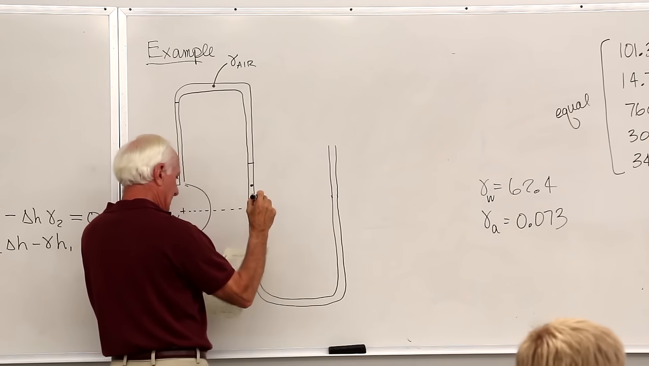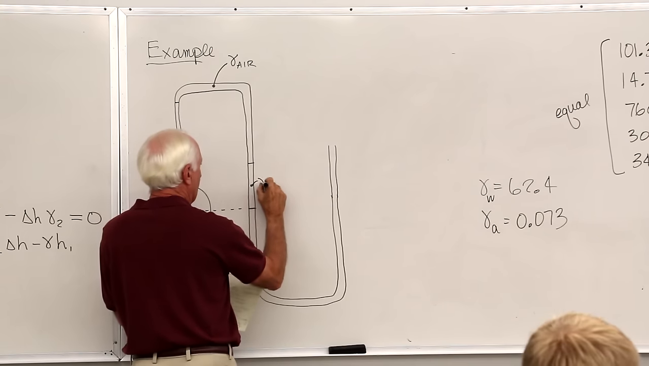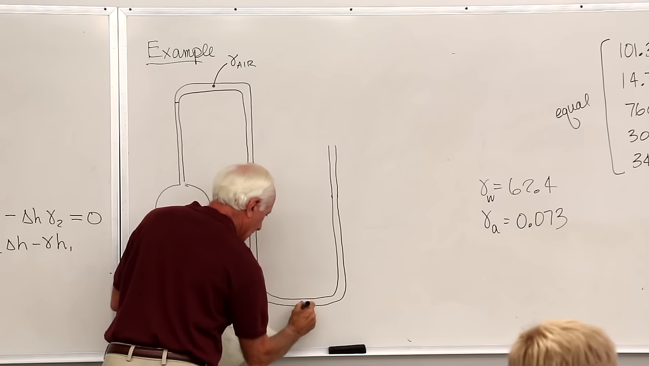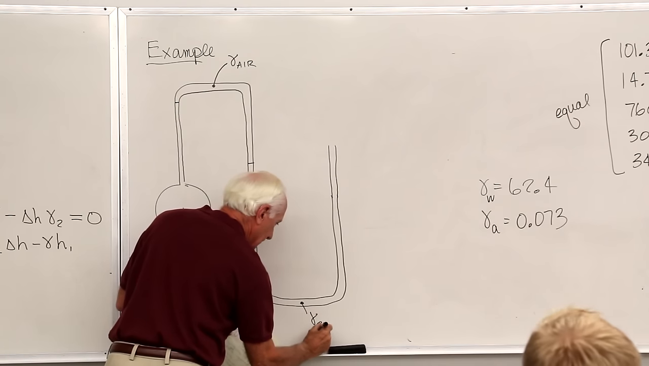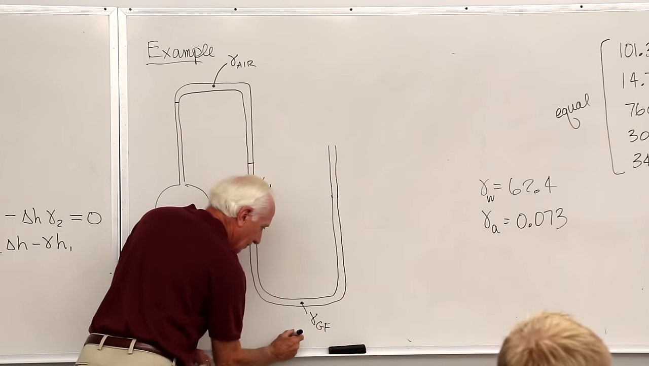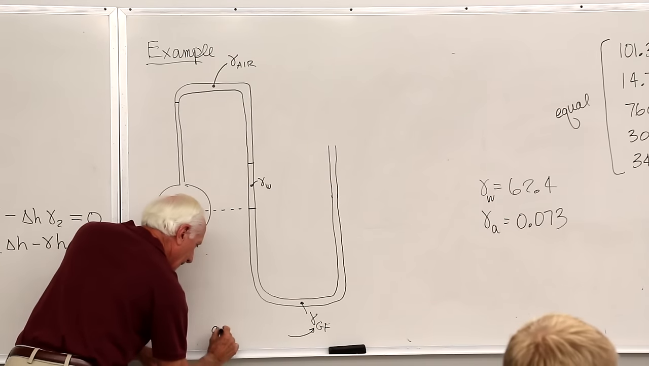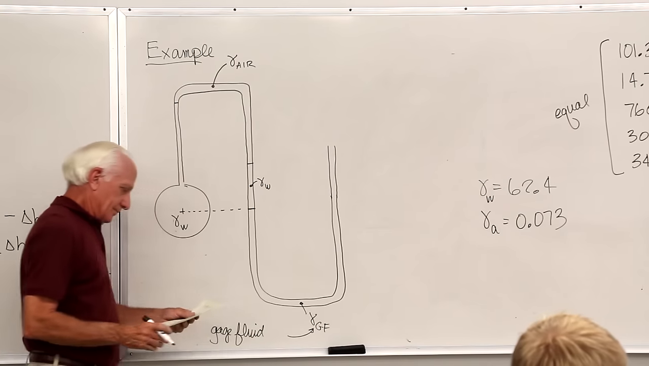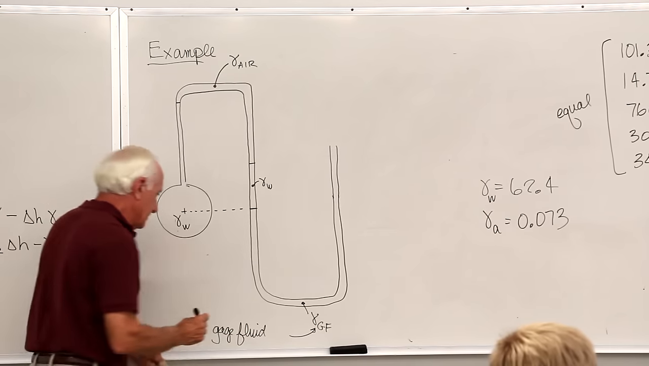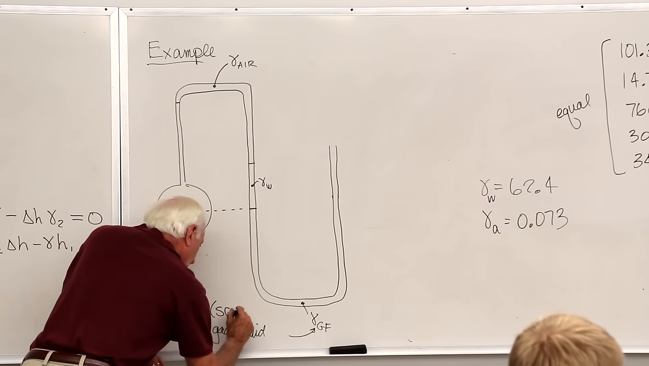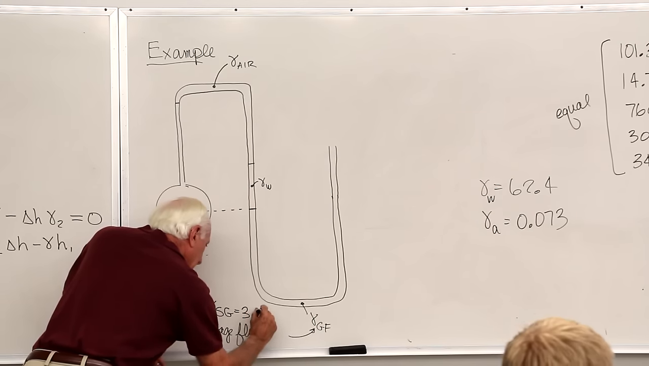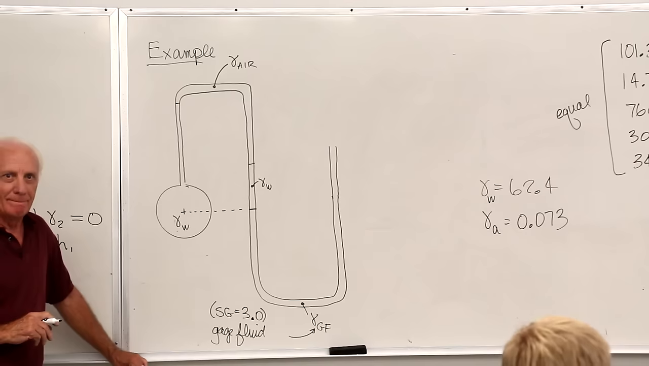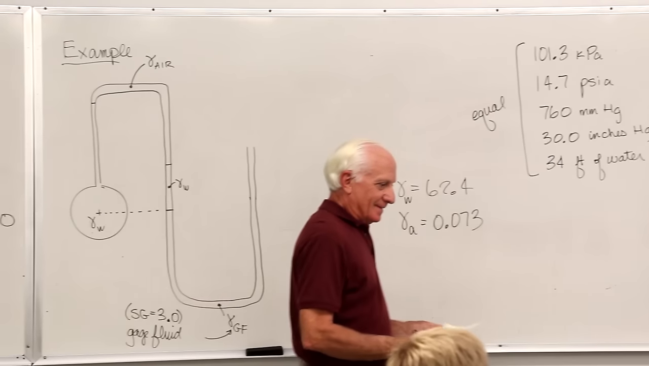This is gamma water. And this is gamma of some so-called gauge fluid, gamma GF, where GF stands for gauge fluid. SG is 3.0. So that gauge fluid has a specific weight 3 times that of water.